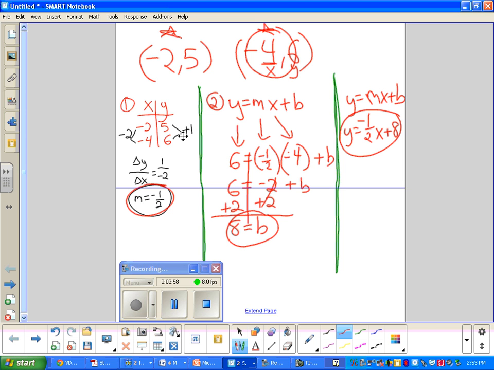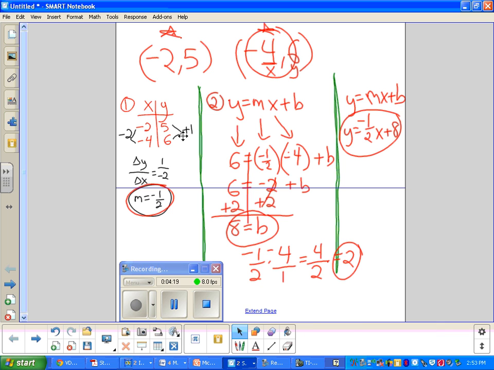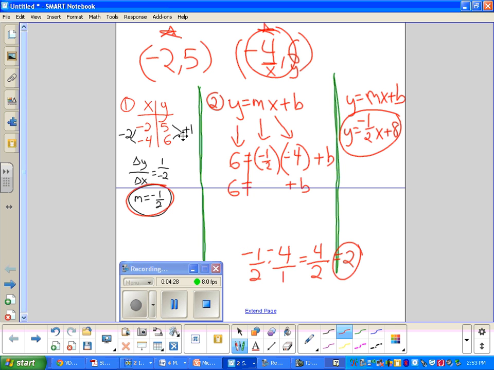-1/2 times -4, if you're unsure, -1/2 times -4, it's really over 1. That's 4 on top. -1 times -4 is 4. 2 times 1 is 2. 4 divided by 2 is 2. So I'm going to erase this. That will change all of this. -1/2 times -4 is +2.